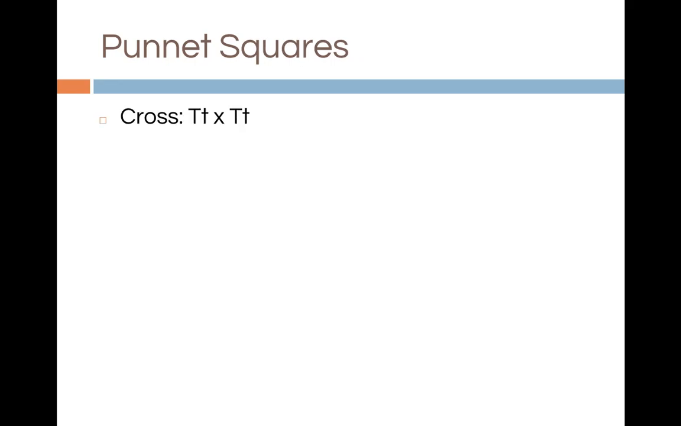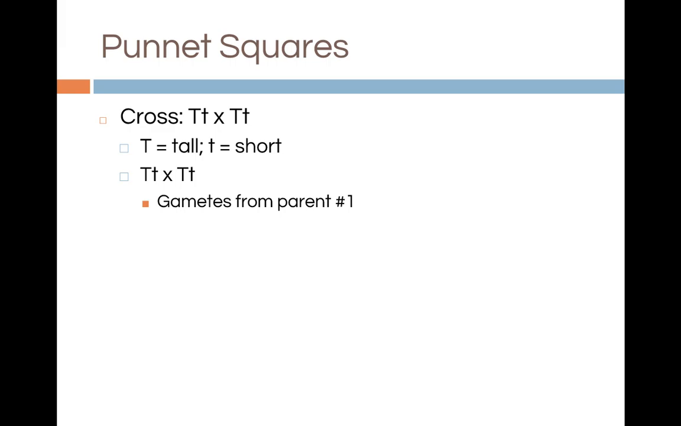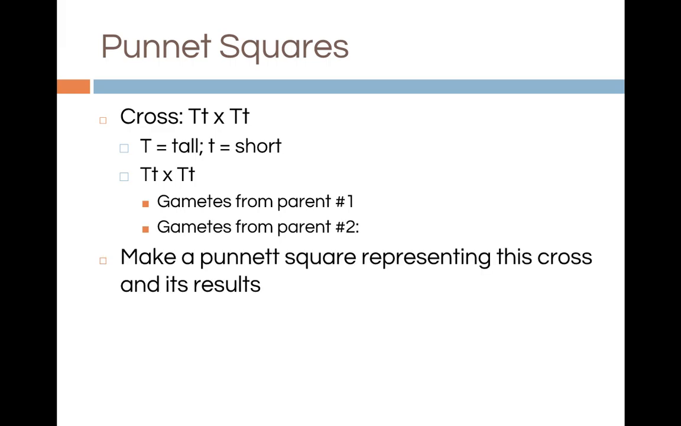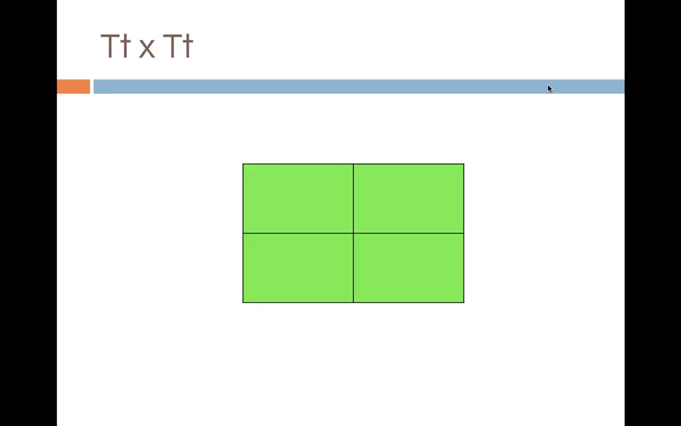So now let's do another cross, big T, little t with big T, little t, so two heterozygous parents. So again, tall and short. All right, gametes from parent 1, gametes from parent 2. Parent 1, it doesn't matter which one's which because they're both heterozygous. So let's say it's this parent. Half of their gametes would be big T and half would be little t. And same with parent 2 because again, they're heterozygous. So this is going to be the square right here. Again, you put your parents along the top and along the sides. And then I'm going to give you a second to pause maybe the video and do this out.